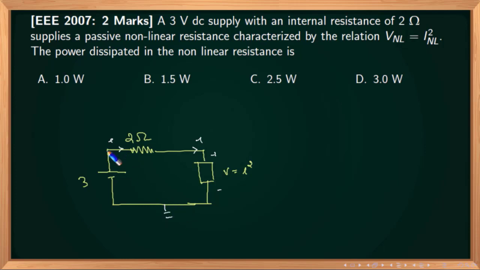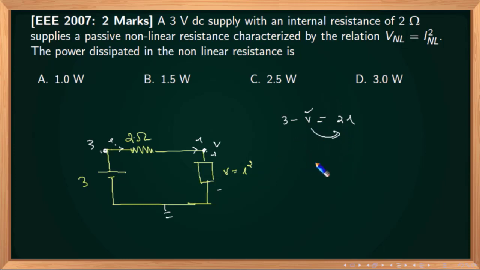Now I ground it. So this potential is 3 and this potential is V according to my variable. Now I know that current flows from this point to this point, which means that the potential difference across the 2 ohm resistance will be 3 minus V, right? It must be 3 minus V. Now that will be 2 into I, because 2 is the value of resistance, I is the current. So 2 into I according to Ohm's law, the product of current and resistance must give me the potential drop. So 3 minus V is equal to 2I. I know that V is I squared.